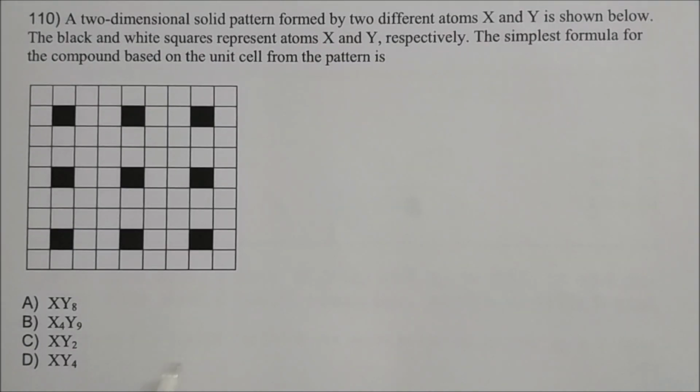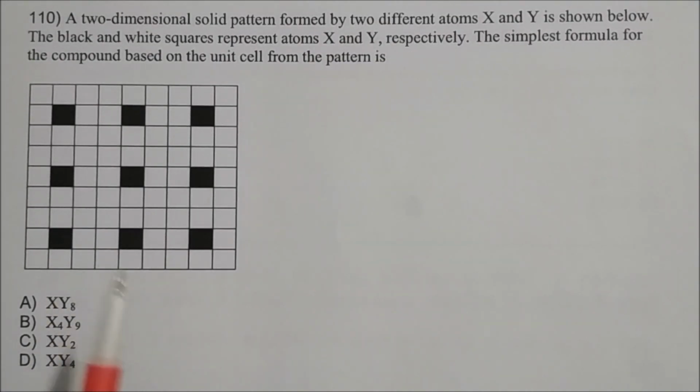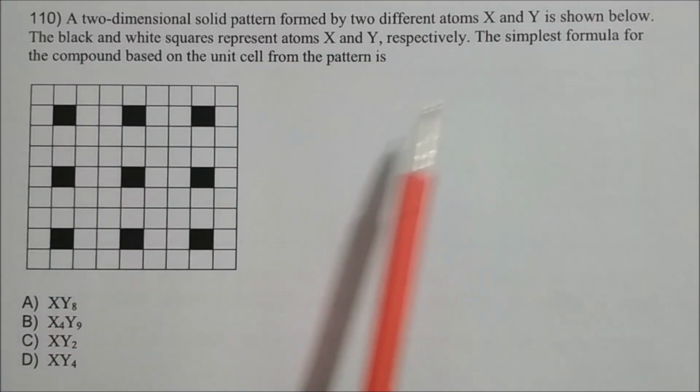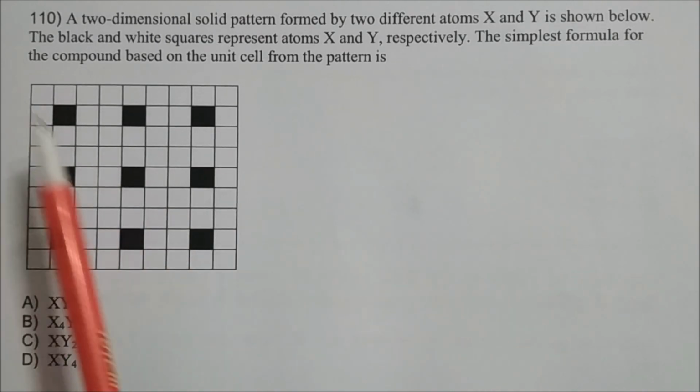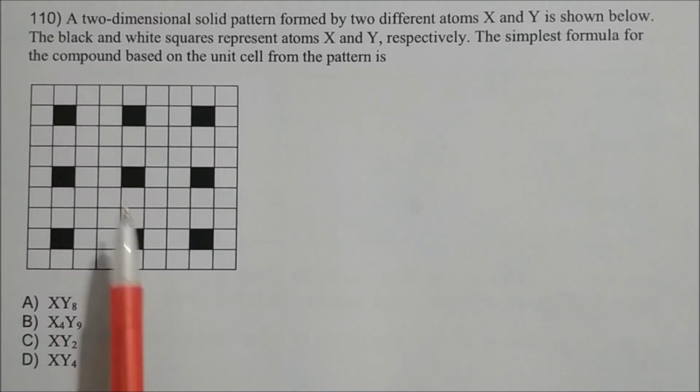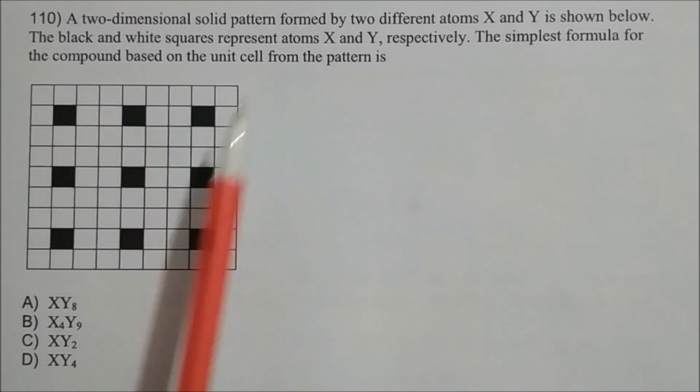This is one of the beautiful questions, a new pattern of questions, but the answer is very simple. A two-dimensional solid pattern is formed by two different atoms X and Y, as shown below. The black and white squares represent X and Y respectively. What is the simplest formula for a compound based on the unit cell from the pattern?